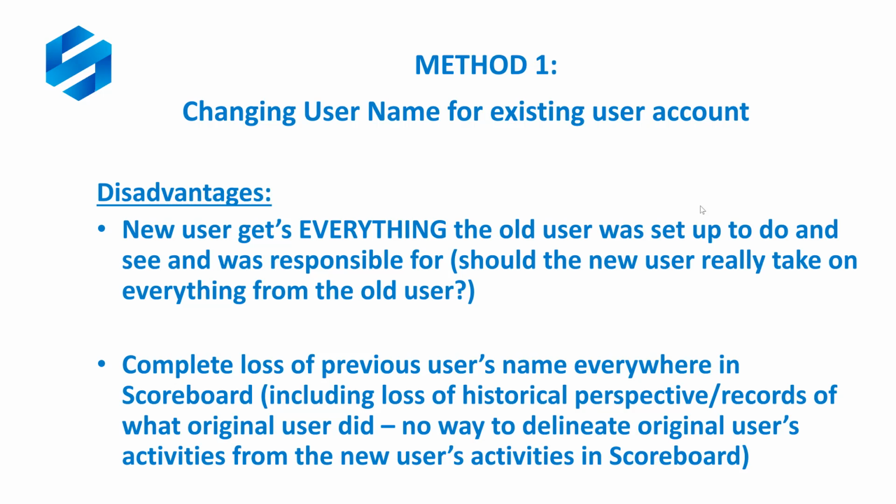Also, this is important, if you change the name, you will have a complete loss of the previous user's name everywhere in Scoreboard, including the loss of that username in any kind of historical perspective or records of what that original first user did. There is really no way to delineate the original user's activities from the new user's activities in Scoreboard.